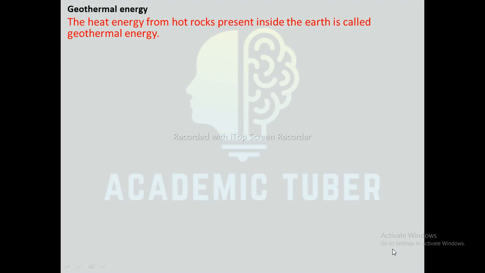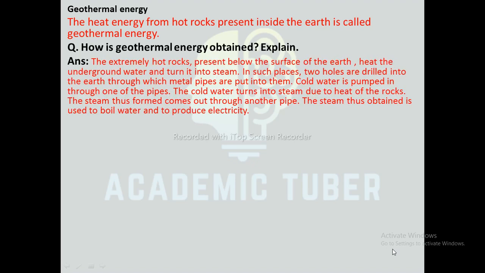Geothermal energy. The heat energy from hot rocks present inside the earth is called geothermal energy. How is geothermal energy obtained? The extremely hot rocks present below the surface of the earth heat the underground water and turn it into steam. In such places, two holes are drilled into the earth and metal pipes are put into them.